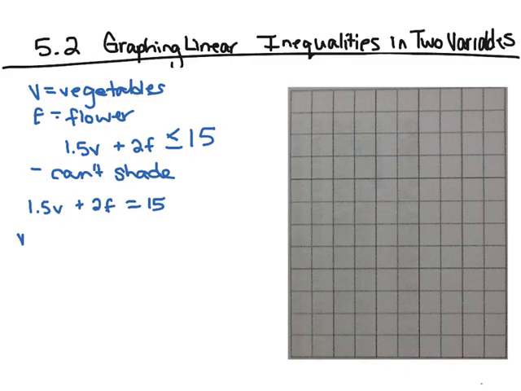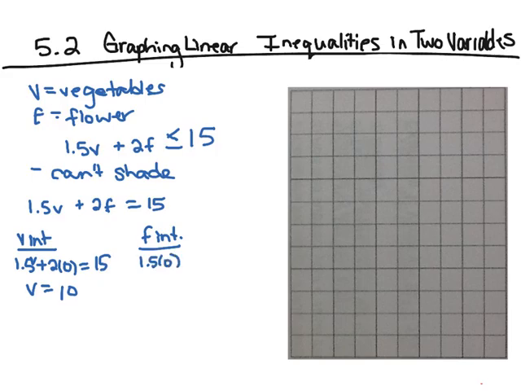So let's find the v-intercept, which is when f is 0. So 1.5v plus 2 times 0 equals 15. So v is equal to 10. And the f-intercept will be 1.5 times 0 plus 2f. So f will be equal to 7.5.